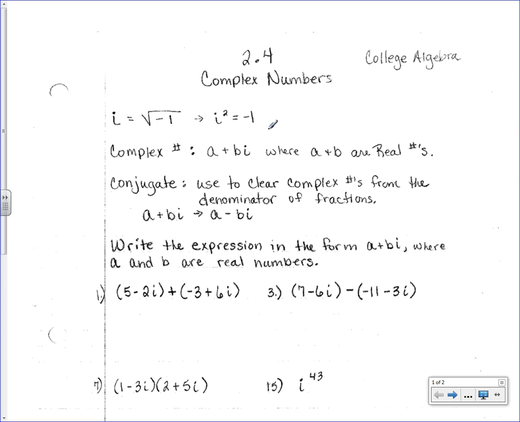So I'm going to come back and write a few extra things here just to help you, but as long as you know this, you can do just about everything today. Okay? So a complex number is a plus bi, where a and b are real numbers, so like 2 plus 4i.